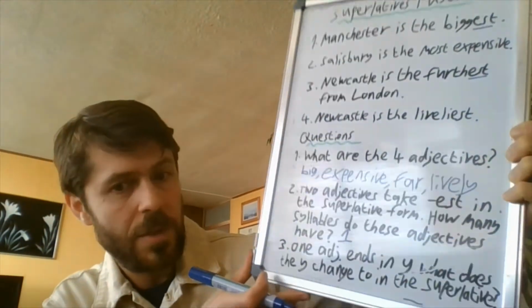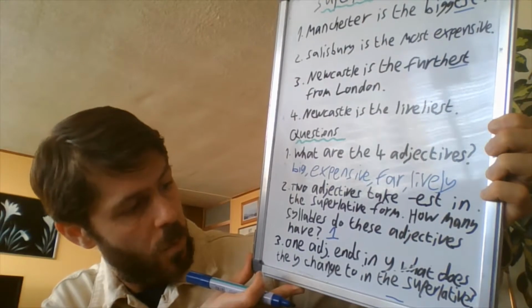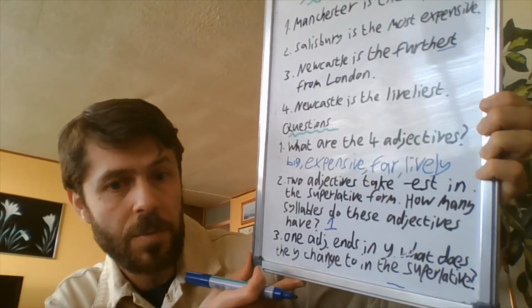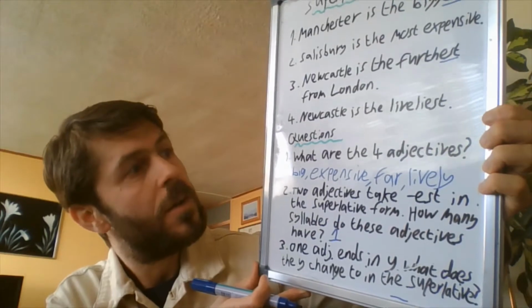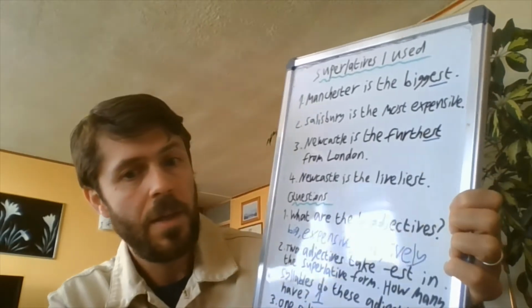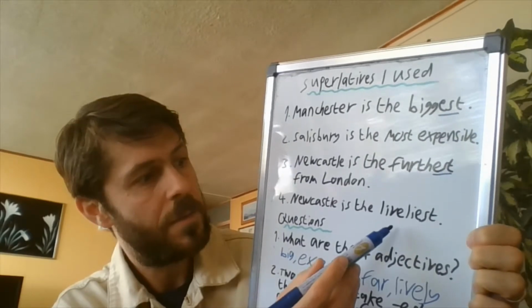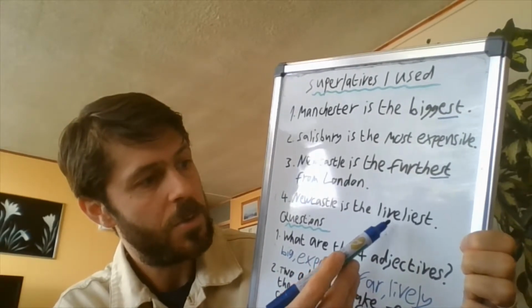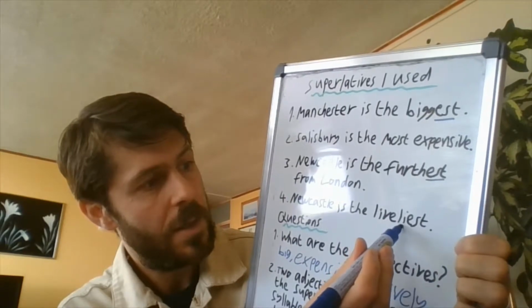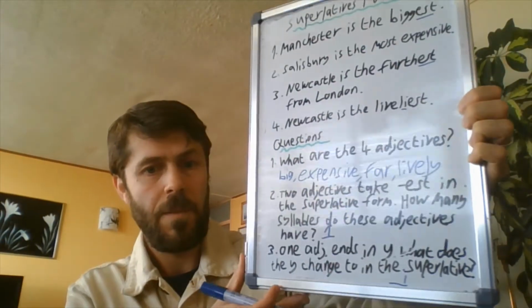The other question, number three, one adjective ends in y. What does the y change to in the superlative? It was lively, wasn't it? That ends in y. Now the superlative is the liveliest. So we lose the y and we replace it with i.